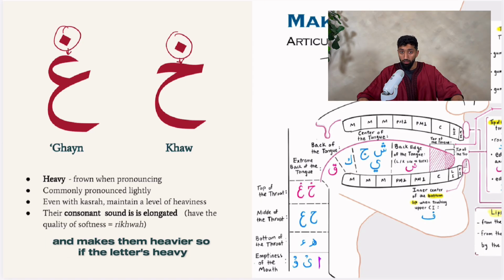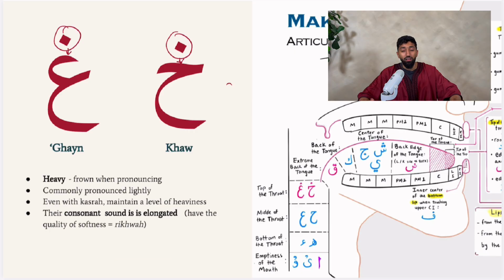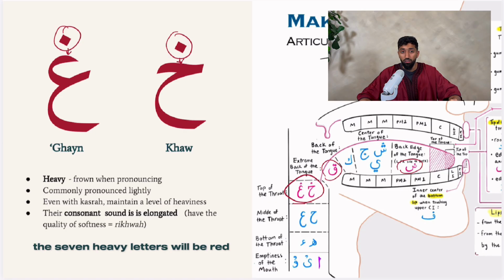So if the letter's heavy, we frown when we say it. So we don't say gha, we say gha. And we don't say kha, we say kha. As you can see in the diagram, I've made these letters red, and all the other heavy letters, the 7 heavy letters, will be red. The light letters are blue, and red plus blue equals purple.